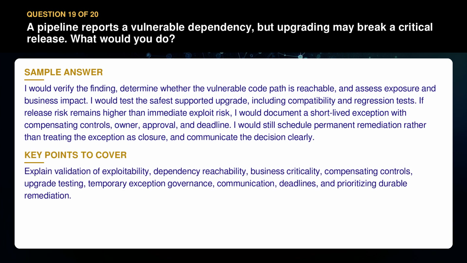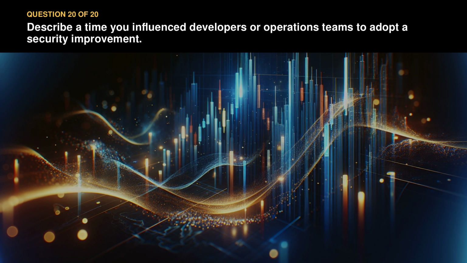Explain validation of exploitability, dependency reachability, business criticality, compensating controls, upgrade testing, temporary exception governance, communication, deadlines, and prioritizing durable remediation. Question 20. Describe a time you influenced developers or operations teams to adopt a security improvement.